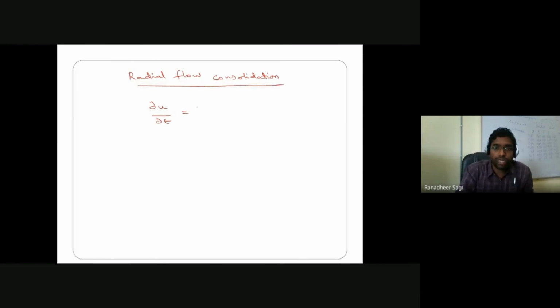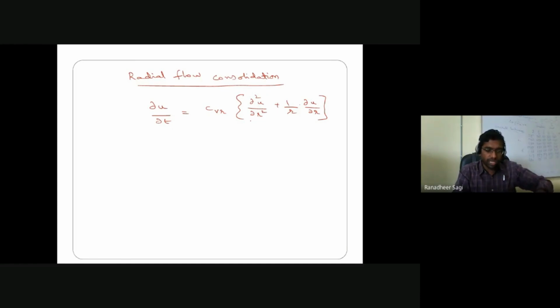The expression for ∂u/∂t you will be getting is Cvr into ∂²u/∂r² in the radial direction we are talking about, plus 1/r into ∂u/∂r. So this becomes my expression because of the introduction of those vertical drains. Ultimately, the rate at which excess pore water pressure dissipation is happening in the soil is at a really faster rate.